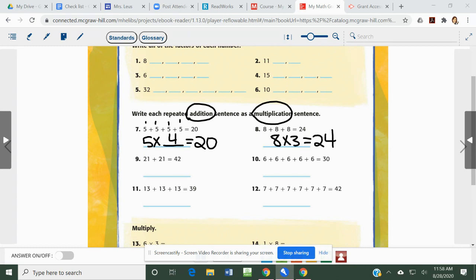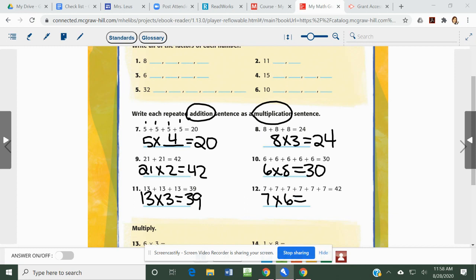This has 2 21s, so 21 times 2 gives me 42. This has 5 6s, so 6 times 5 must give me 30. This has 3 13s, so 13 times 3 must give me 39. And then this one has 6 7s, so 7 times 6 must be 42. So go ahead and pause the video if you need to, and then let's move on.